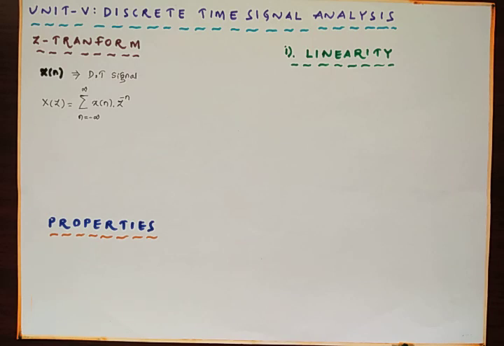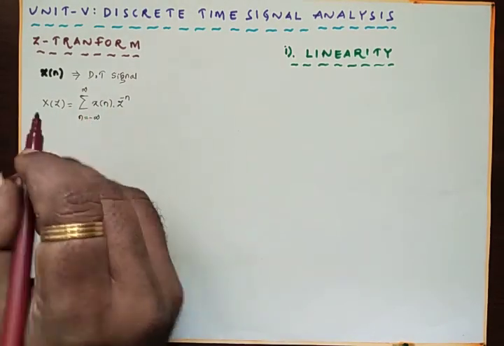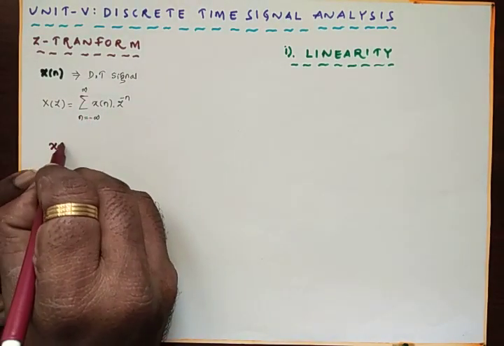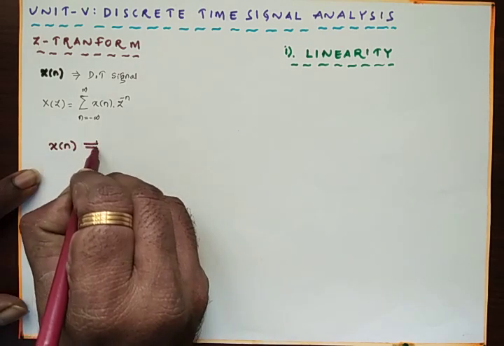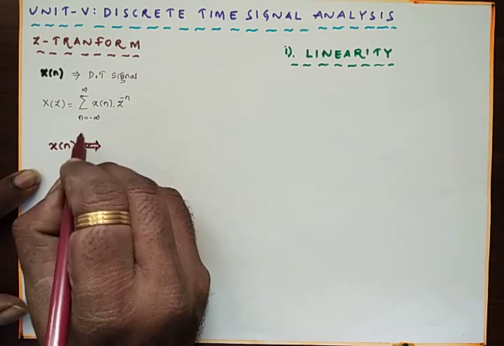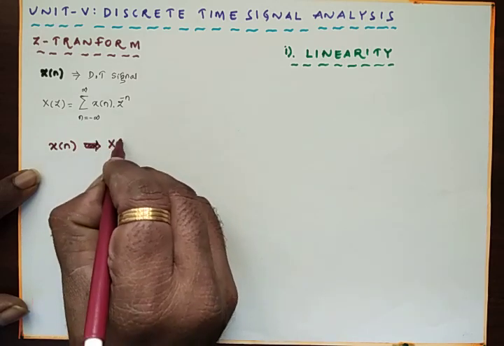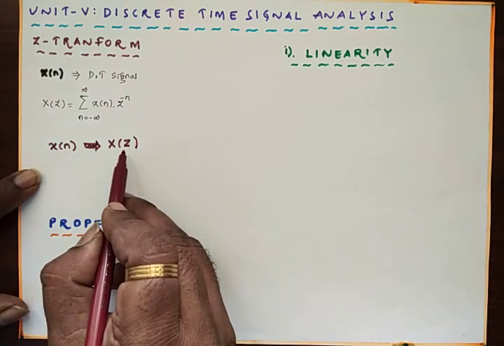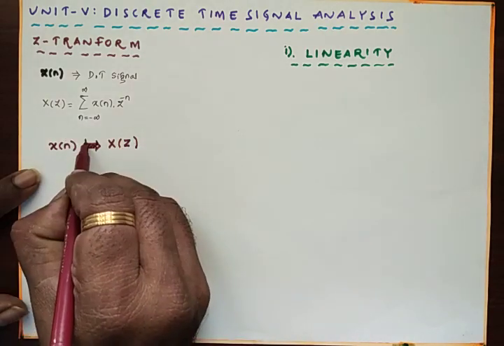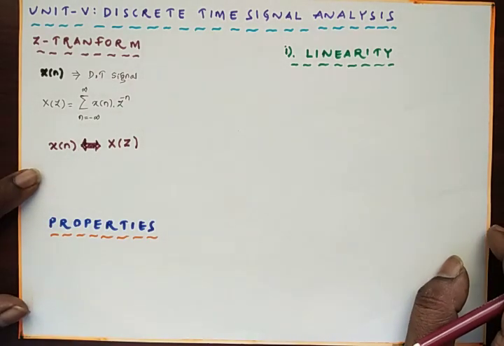So this is X of z and this is x of n. That means we have x of n, a discrete time signal, on which we applied the Z transform, so that we get the signal X of z. If we have X of z, and we apply the inverse Z transform, we get the signal x of n.